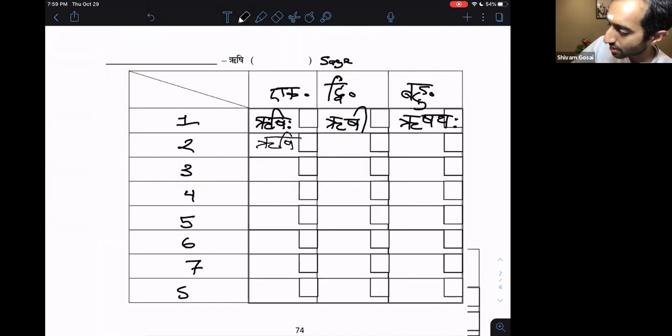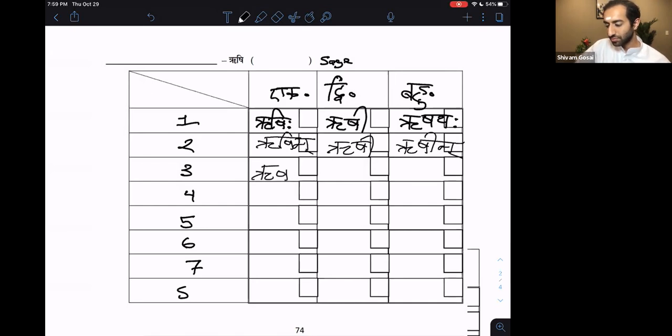Rishim. You can put a makara. Rishim. Rishi. And then Rishin. Rishina. Rishibhyam.